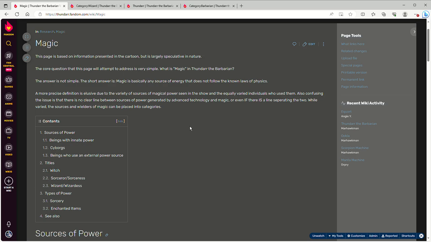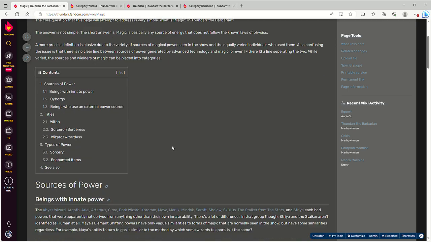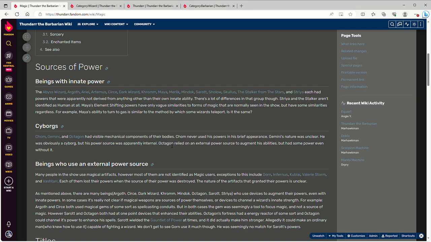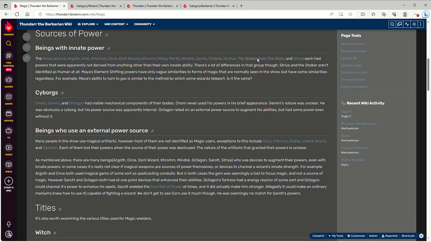And that's just one example. There are several different examples in the show of characters who use an external power source. And honestly, there's not actually that many characters we know beyond a shadow of a doubt are cyborgs. And there's characters in the show we know are cyborgs that aren't actually magic users. So, being a cyborg isn't tied to being a magic user. It's just that some characters in the show are cyborgs, some aren't. Anyway, so there's a lot of beings with innate power, not all of which are actually called wizards.